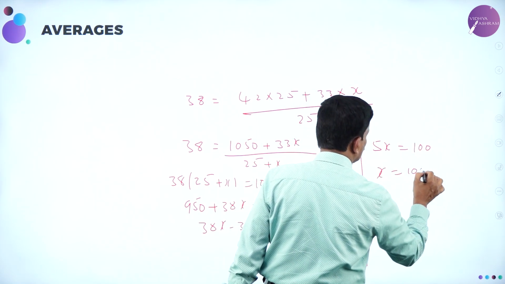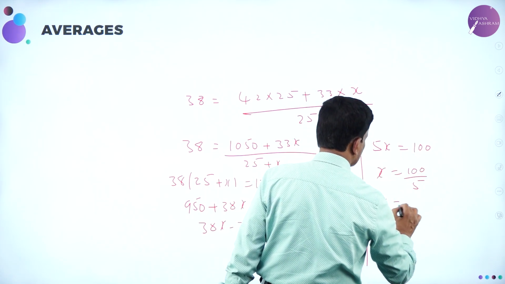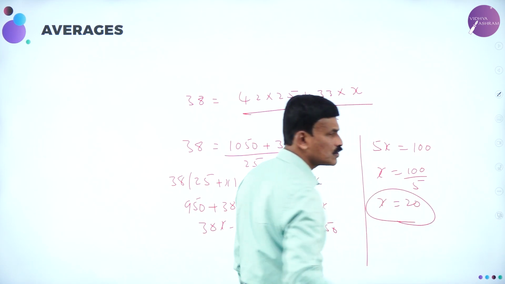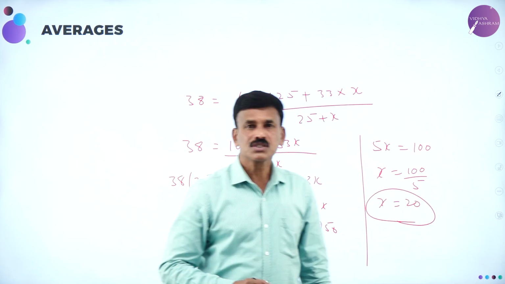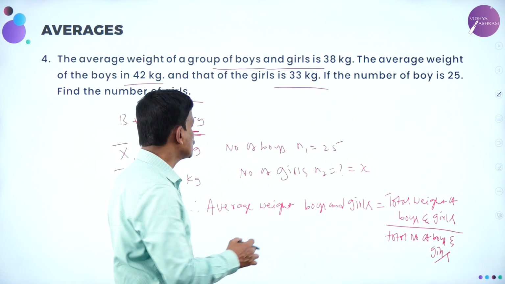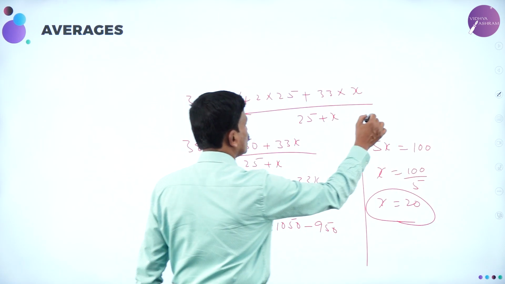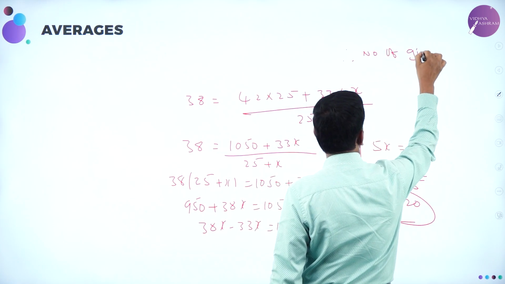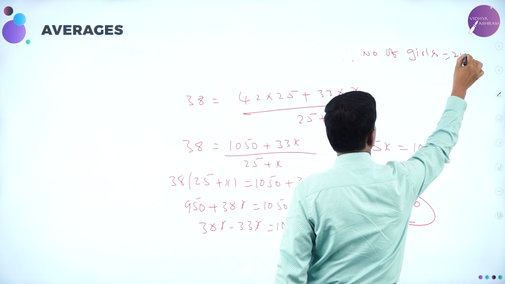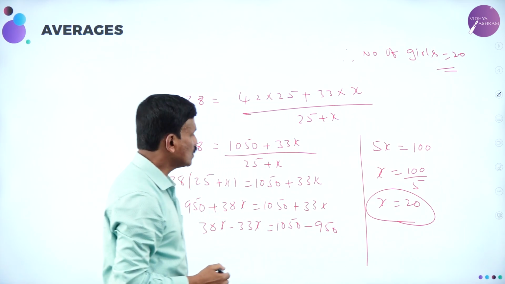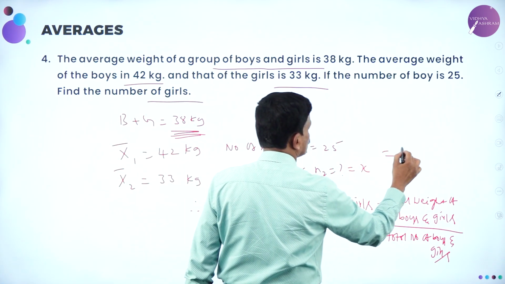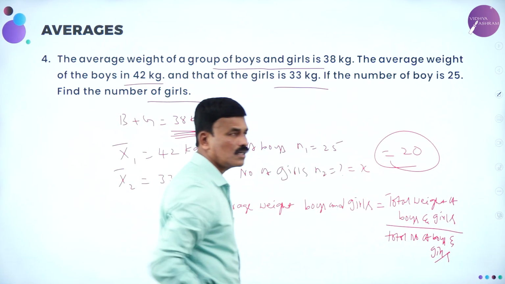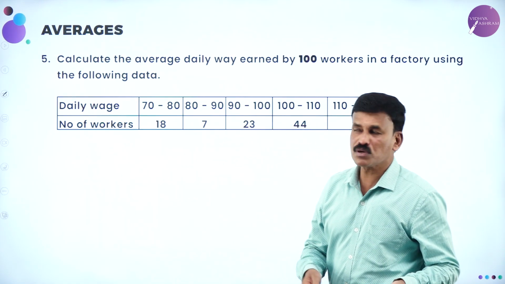Therefore, x is equal to 100 divided by 5, that's equal to 20. x is equal to 20. So what is x here? The number of girls. Therefore, the number of girls is equal to 20. 20 is the answer. That's it. Okay, now move on to the next problem.